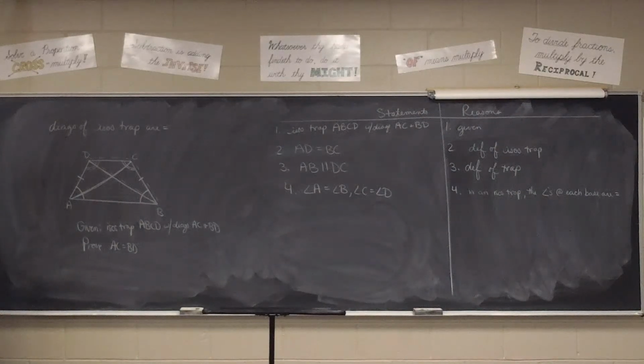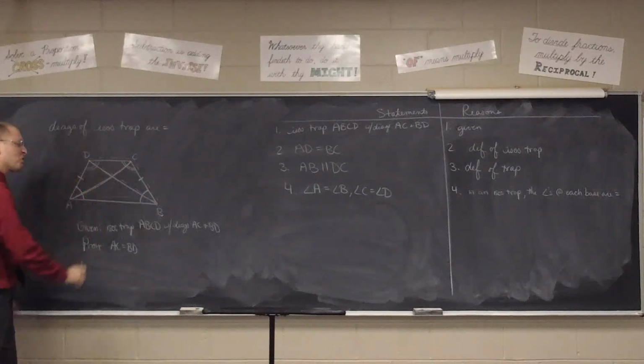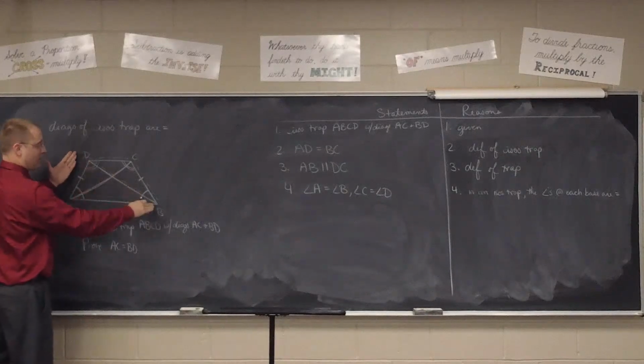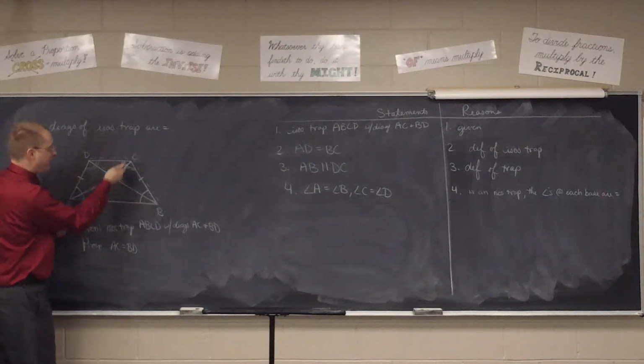They sure don't look congruent. I mean, this one looks like an obtuse triangle. This one looks like an acute triangle. Also, if they were congruent, this line would equal itself. But I don't need this line to equal itself. I need it to equal AC.